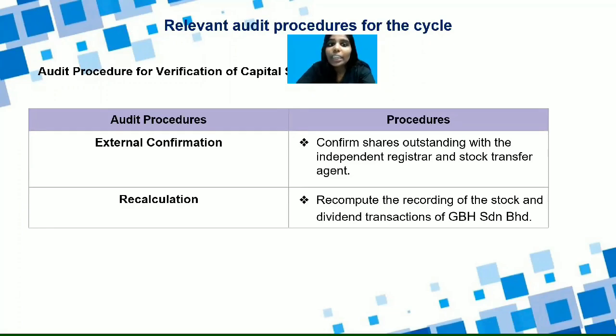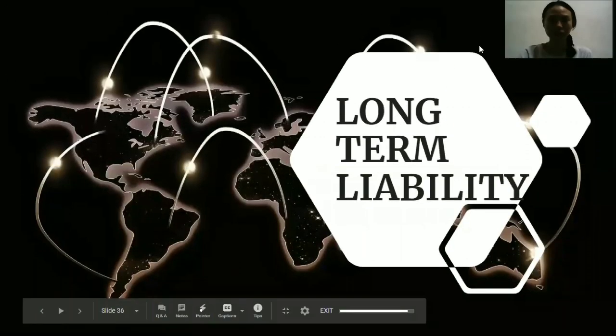So the auditor can recompute the dividend amount by multiplying the number of shares outstanding on the record date by the amount per share dividend approved by the board of directors. So the amount should be agreed to the amount disbursed to the shareholders and accurate at the year end.